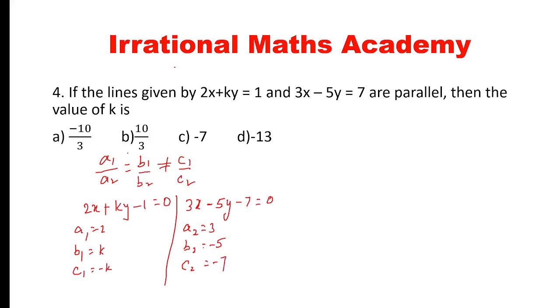So first we'll equate this part only, because we want the k value. So a1 by a2 is 2 by 3 equal to b1 by b2. b1 is k, and b2 value is minus 5. What you can do is, this minus 5 is in the denominator, right? Transpose it to this side. If you transpose, it becomes multiplication. So k equal to 2 by 3 into minus 5, since it is in the denominator.